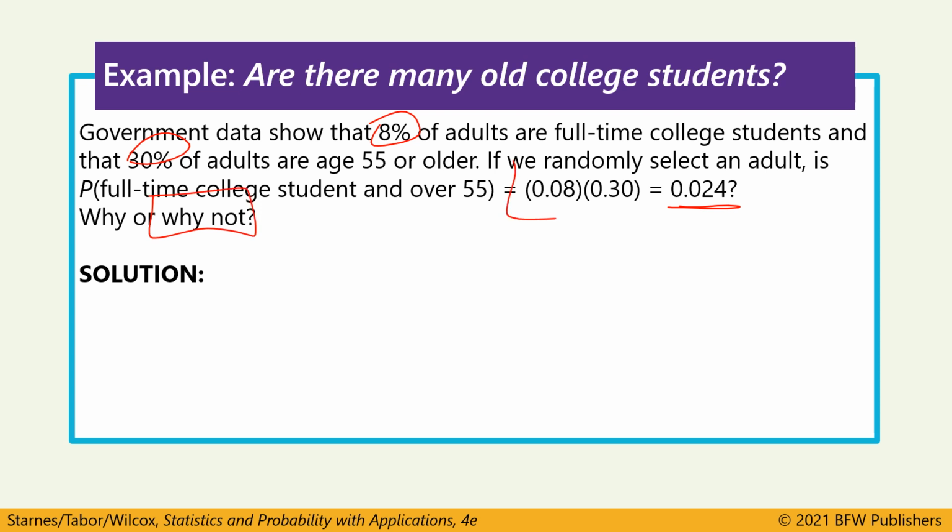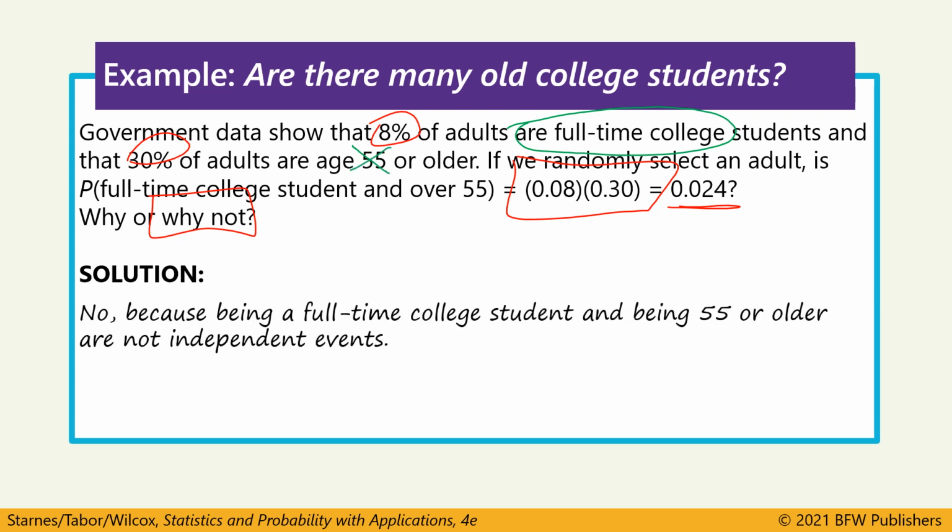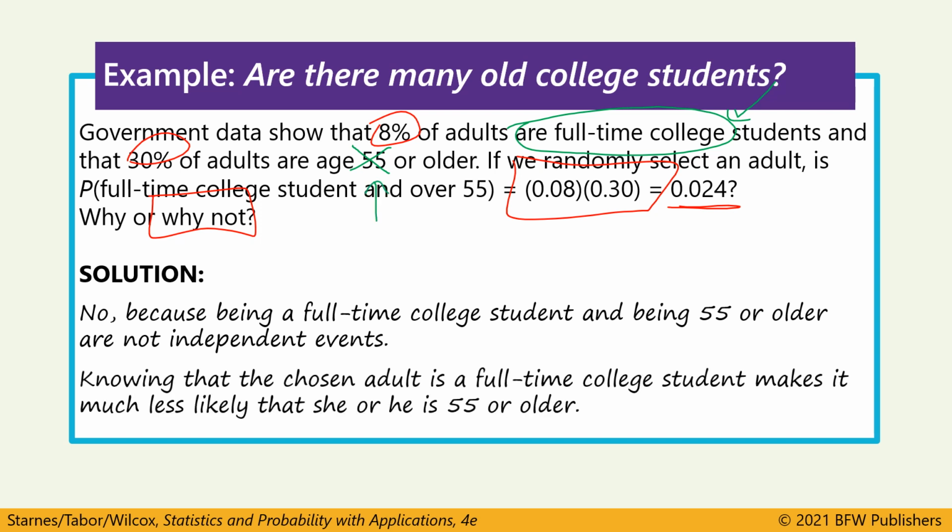In order to do this, these need to be independent events. In other words, the probability of one isn't affecting the probability of the other. If we were to pick someone and determine that they are a full-time college student, it's probably way less likely that they're 55 or older. So in that sense, knowing that one event occurs, that they're a full-time college student, is changing the probability of that second event. It's way less likely to occur. That being said, these are not independent events, and we're not allowed to just multiply their probabilities.